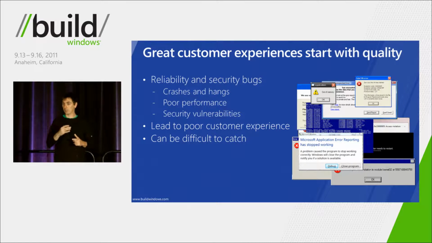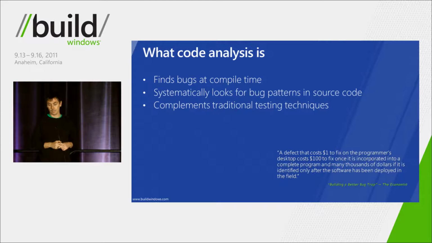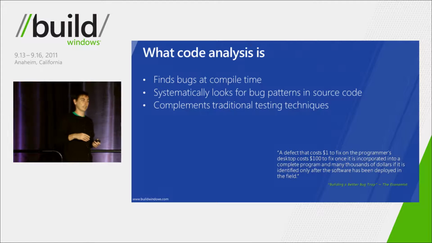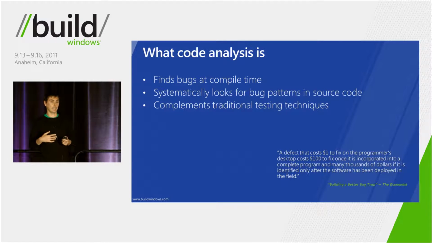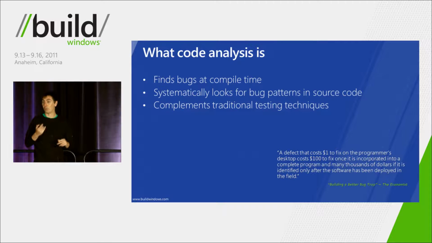So it's really critical that we get those fixed. This is where code analysis is really, really beneficial, because code analysis finds bugs at compile time. How this works is it's actually a special version of the compiler, and it looks for bug patterns in your source code. So what that means is that you're finding these very, very early.